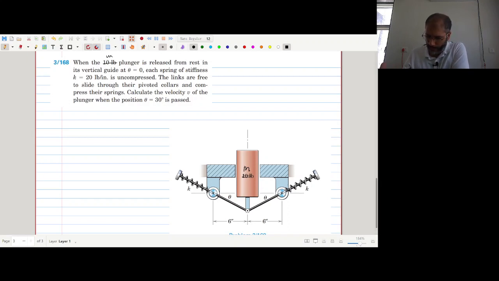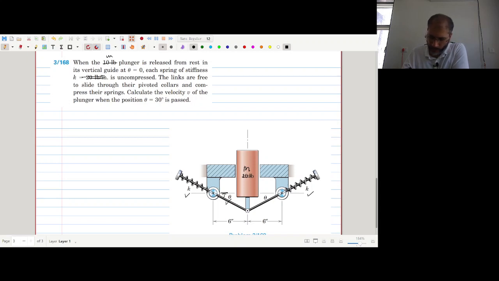So this plunger is released from rest when theta is 0. This is the angle theta that these rods make with the horizontal. When theta was 0, we had released the plunger from rest, and because of its mass m, it will have a tendency to fall. There are two springs, each having a stiffness k.